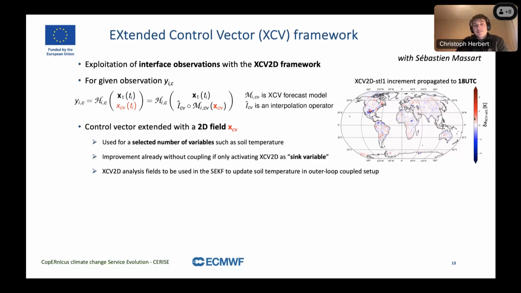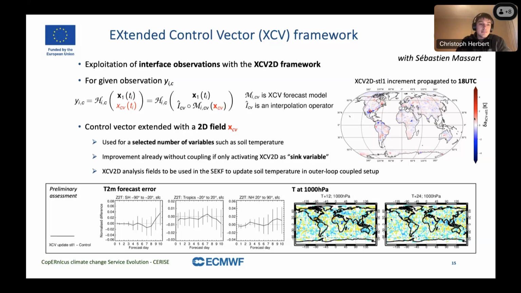So this framework is used for a selected number of variables, having this new sink variable in place, and I just have here a preliminary assessment. Using the information coming from one outer loop and using it as observations in the SEKF gives us, without having it tuned yet, so this is a very recent figure, some benefits again in areas where we don't have information from the synop system. The blue is improvements, again some benefit from this new framework.